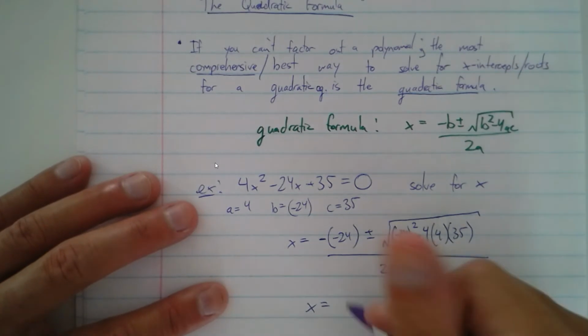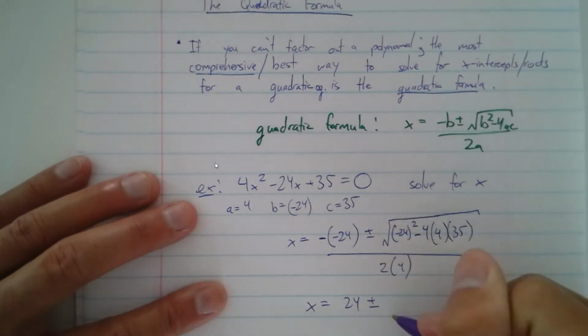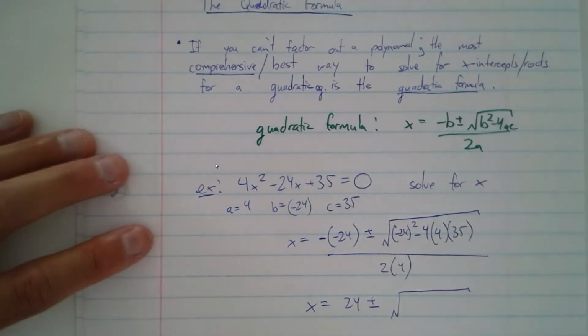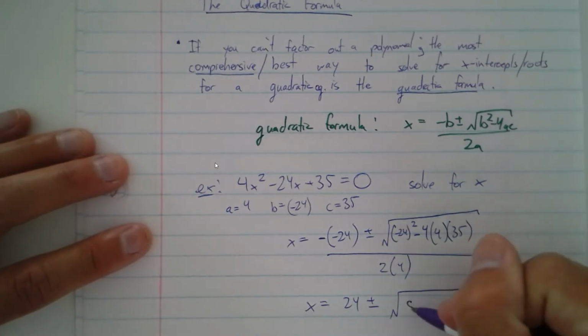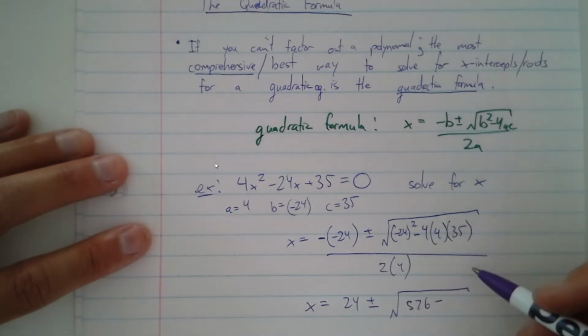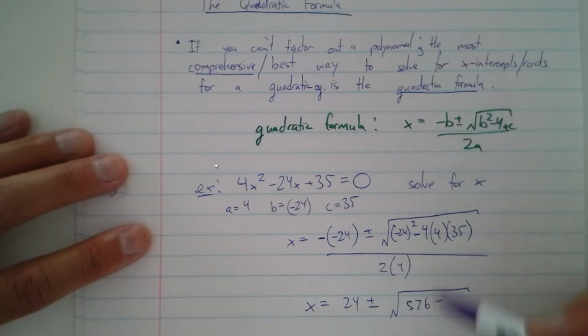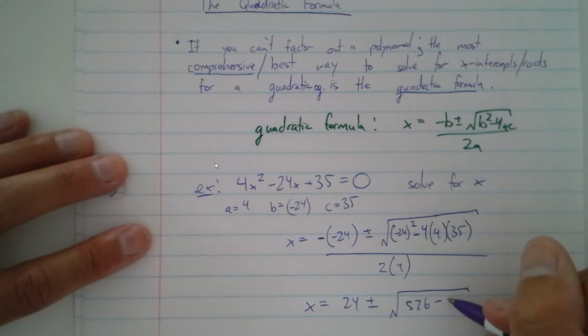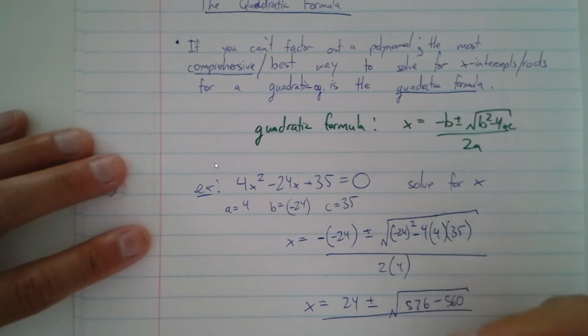And then this should give me 24. Did anybody simplify what goes inside here? What's 24 squared? Yeah. That's 24 squared, and then what's 4 times 4 times 35? And what's 2 times 4?